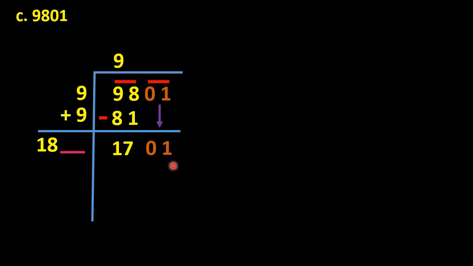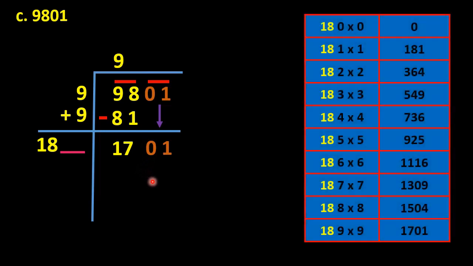And now we have to do the rough work by placing a digit here. At first we replace this space by 0. Then 180 into 0 is 0. 0 is much smaller than 1701. We replace it here by 1, so it will be 181. So 181 into 1 is 181, which is also much smaller than 1701. In a similar way, we try with different numbers: 2, 3, 4, 5, 6, 7, 8 and 9. So 189 into 9 is 1701.